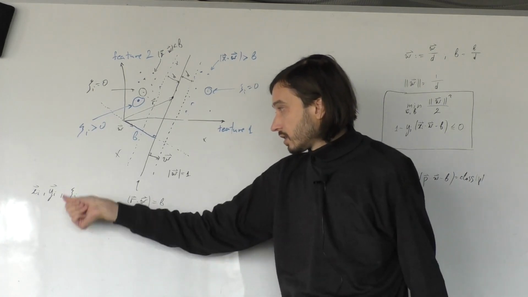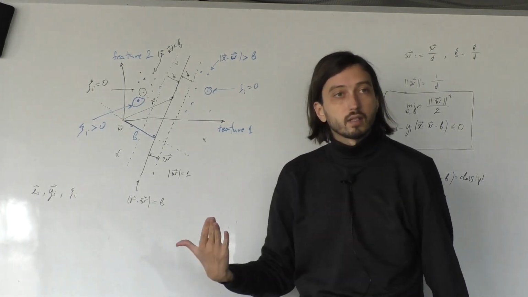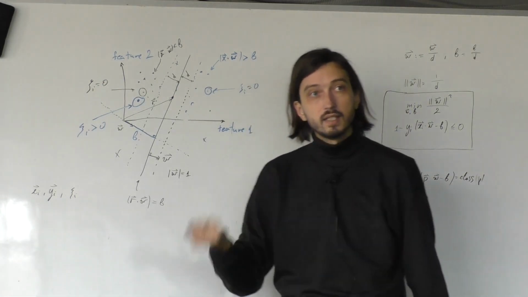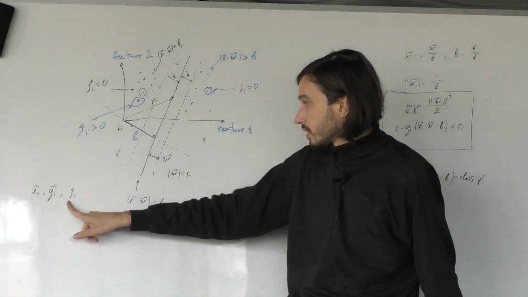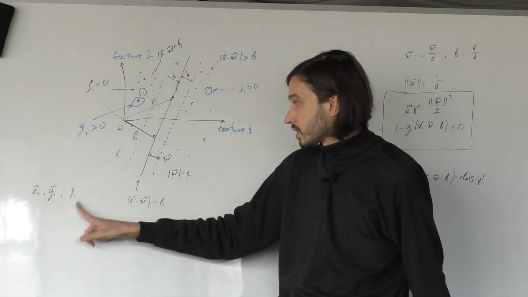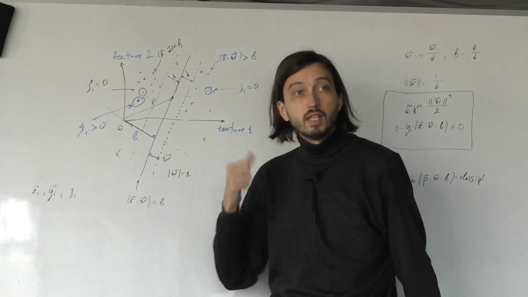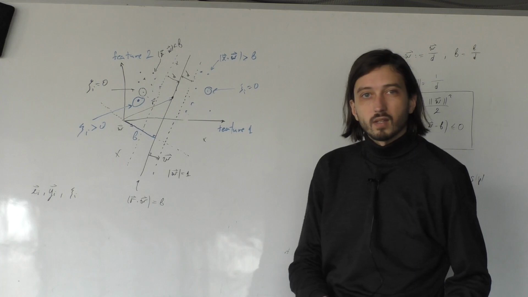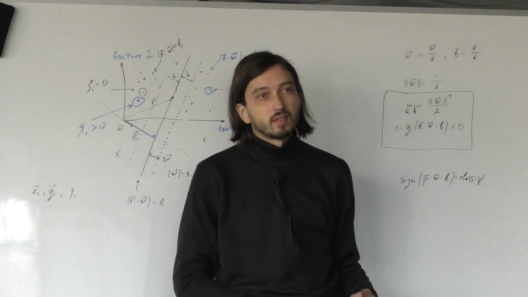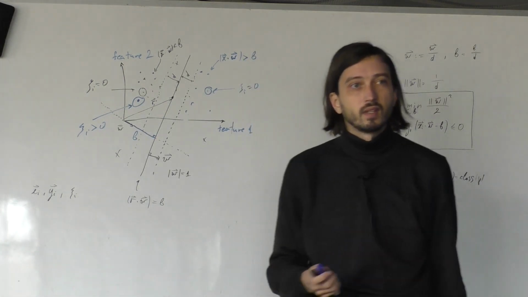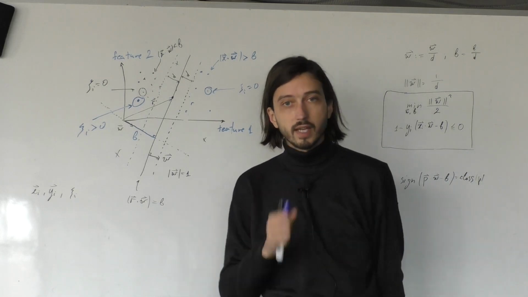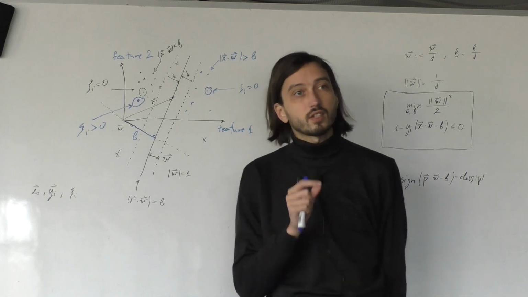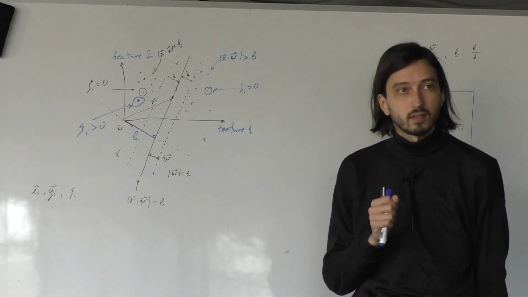So psi i's should be somehow restricted. How can I mathematically express the idea that I want my psi i's as much as possible to be equal to 0? Who can tell me? At the end of the previous lecture, I showed you some tool that allows us to do something like that. Lagrangians.